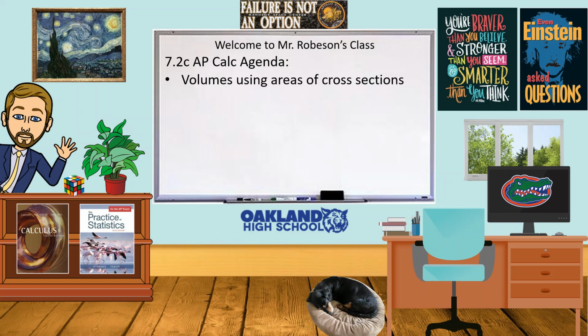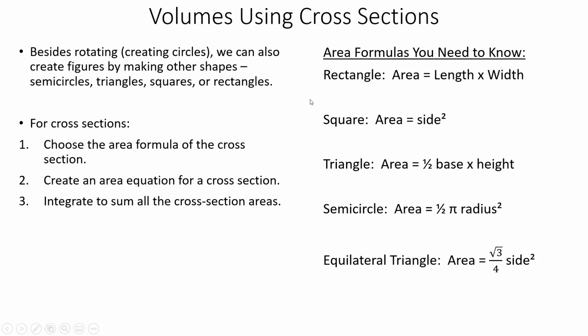So now we're finding volumes not revolving necessarily, but using other sorts of shapes. We call these areas of cross sections. We find areas of cross sections and we just add up all those little areas. Besides rotating, like creating circles, we can also create figures by making other shapes like semicircles or triangles or squares or rectangles. What we have to do is figure out what area formula we want to use for this cross section.